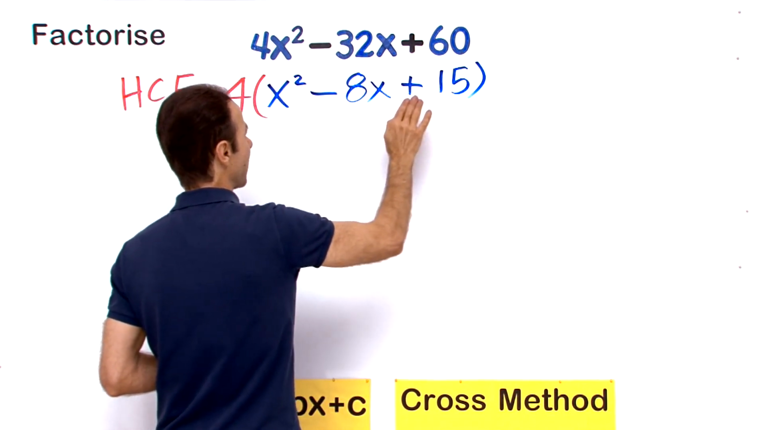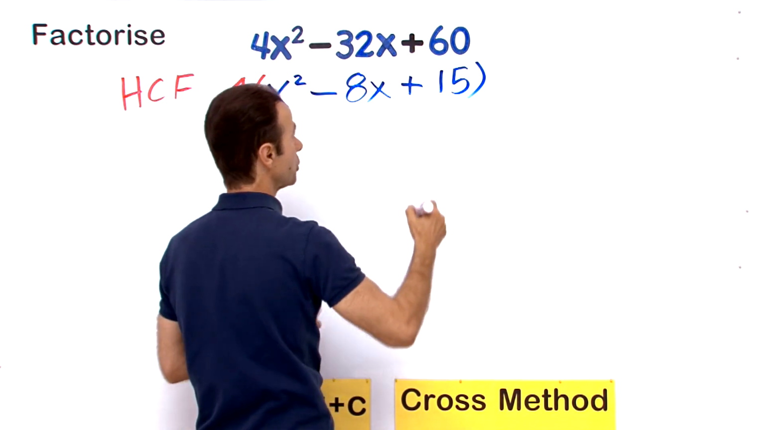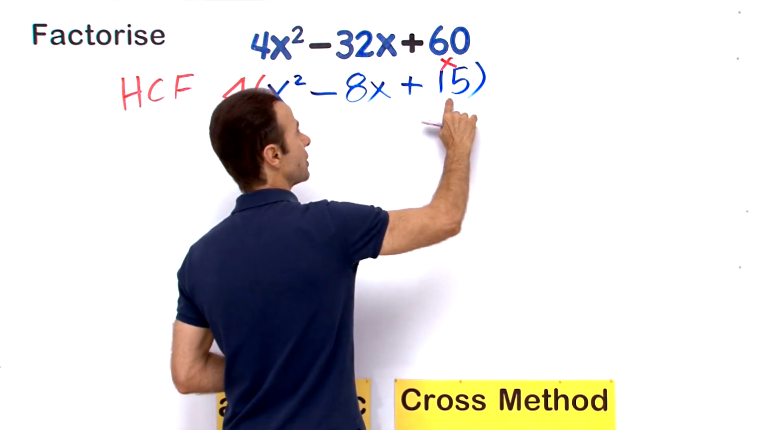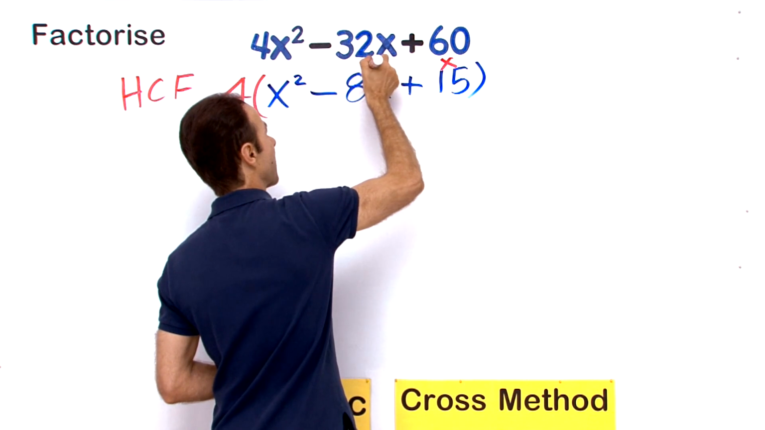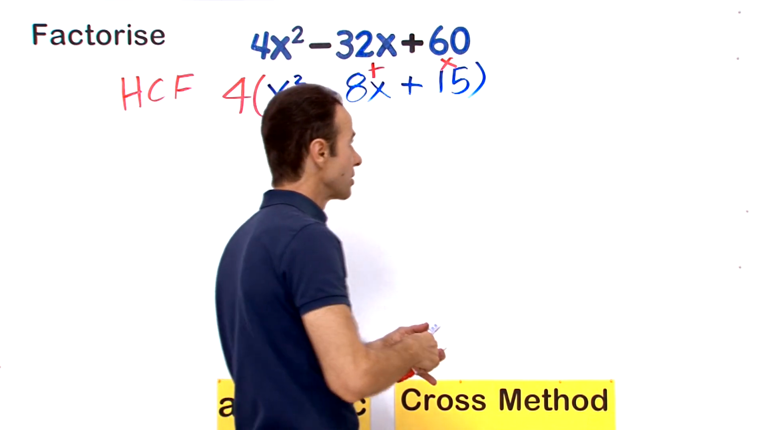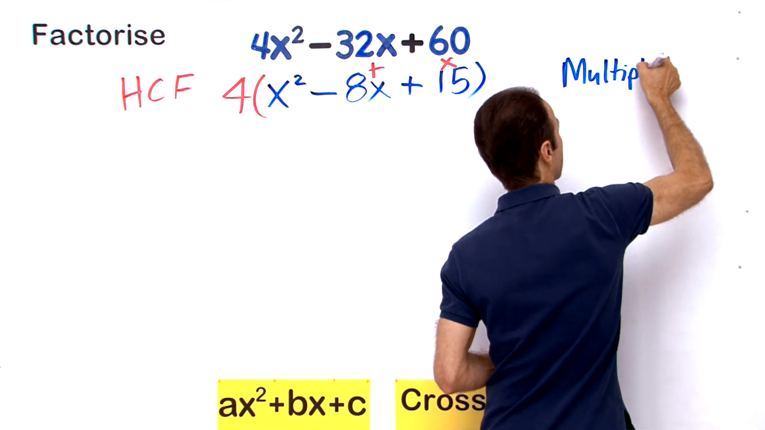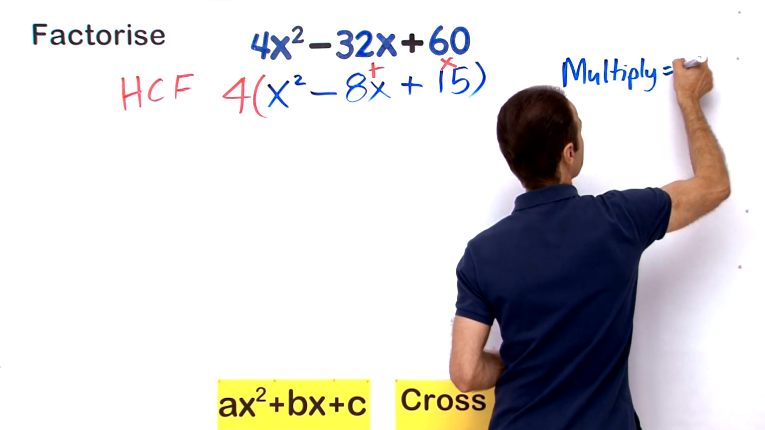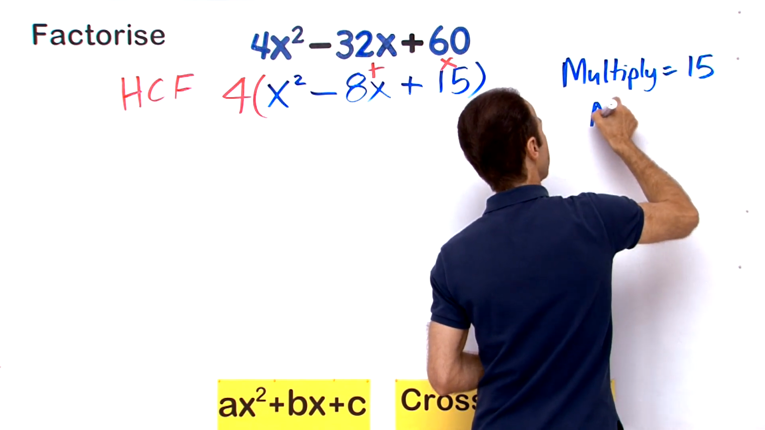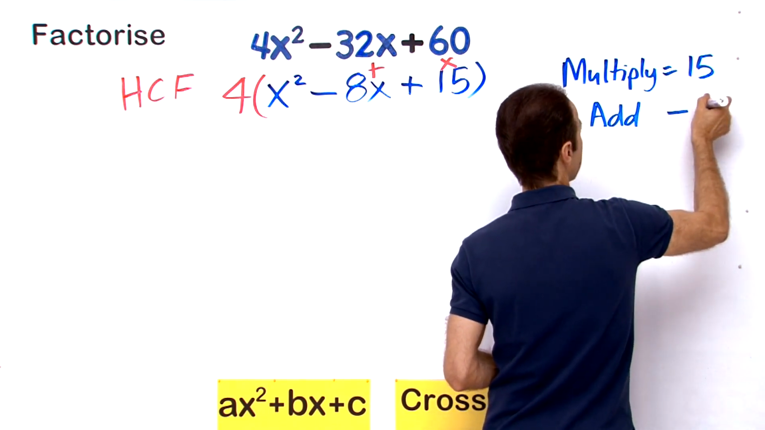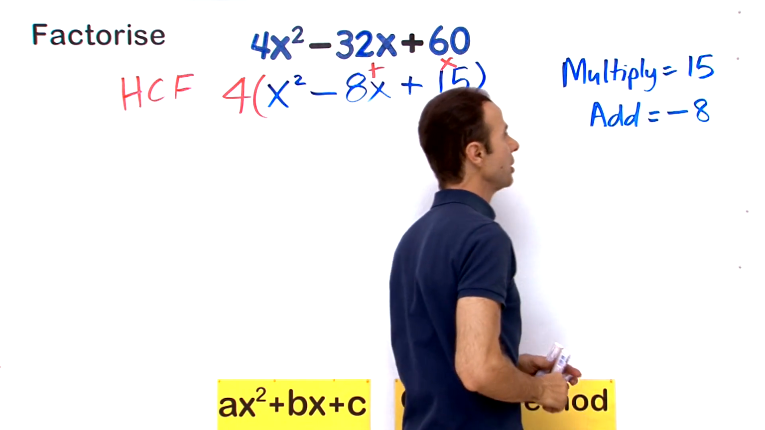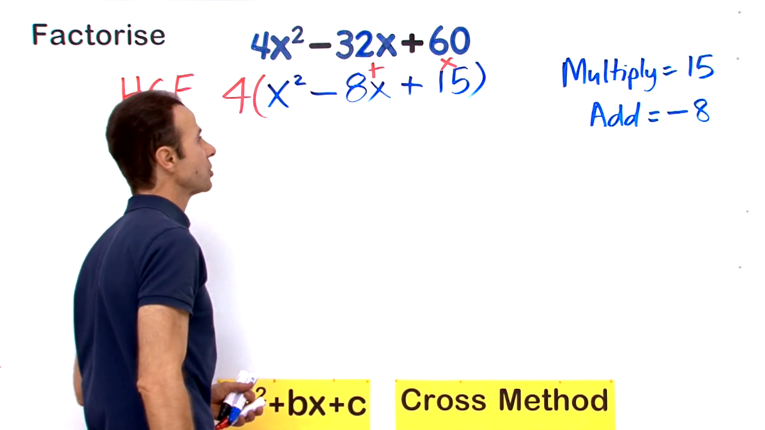x squared minus 8x plus 15. We're looking for two numbers that multiply to give us positive 15 and two numbers that add to give us negative 8. So let me summarize that. Multiply, give us 15. And add to give us negative 8. Okay, let's see which ones go where. Let's take a closer look here.